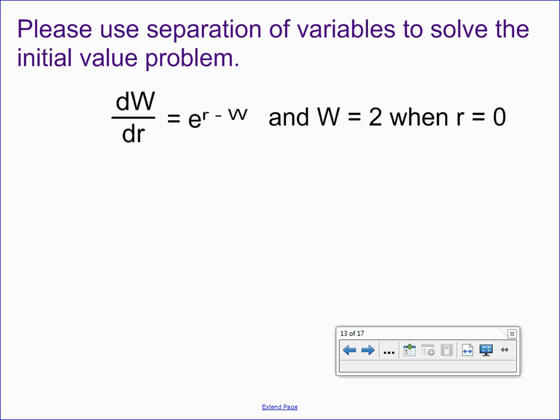So let's use separation of variables to solve the initial value problem. Recall we need to be able to separate the variables, that's the independent variable on one side, the dependent variable on the other side, through multiplication or division, otherwise we're not able to solve it at this stage. So dw/dr is given by e to the r minus w. We're also told the initial condition: w equals 2 when r equals 0.